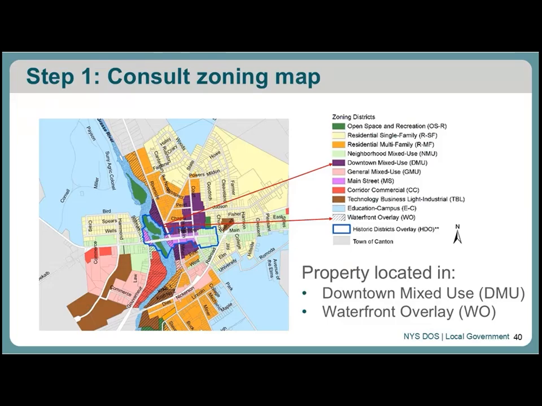So here we locate the property on the zoning map, and we see that it is located in the downtown mixed use zone, the DMU, as well as it's part of the waterfront overlay, which is the hatched lines that you see on the map. So both zones are going to need to be considered when looking into this project.